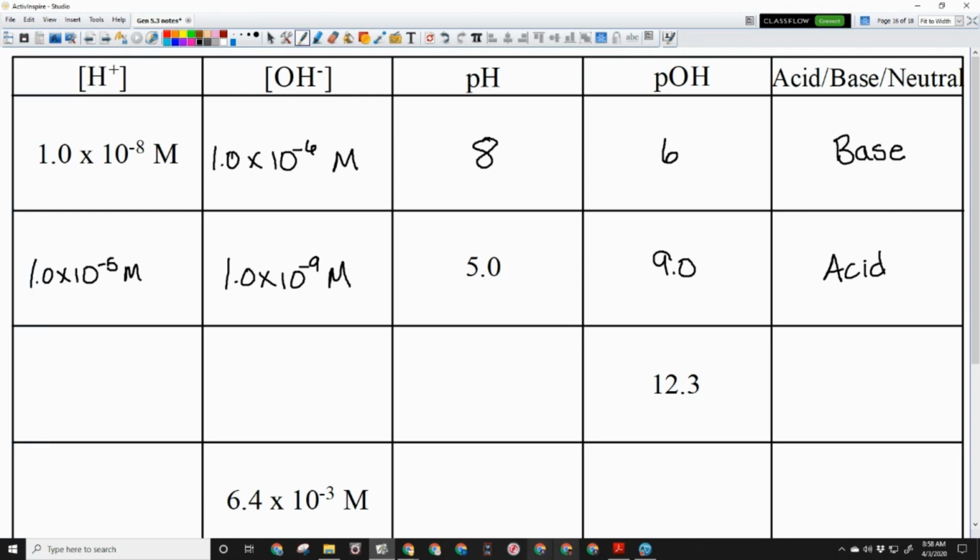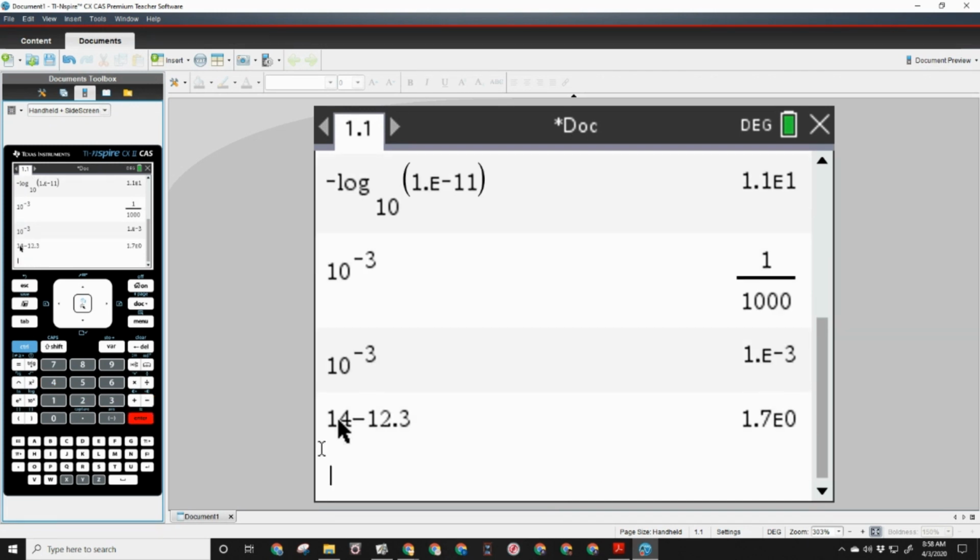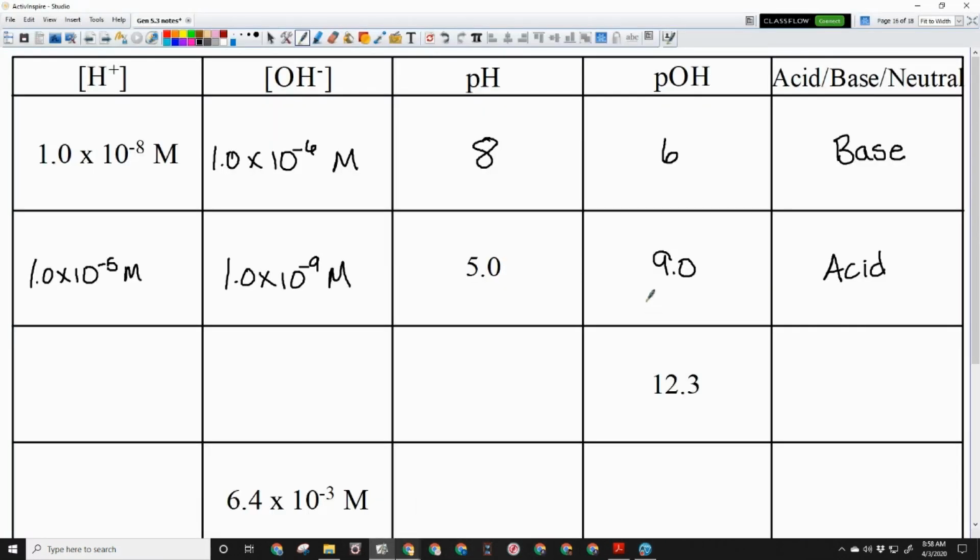Okay, so let me grab the calculator. So 14 minus 12.3 is 1.7, okay? It confused me a little bit because it's times 10 to the 0. Remember, times 10 to the 0, you don't move your decimal any. So it's 1.7. Okay, so we have a pH of 1.7.